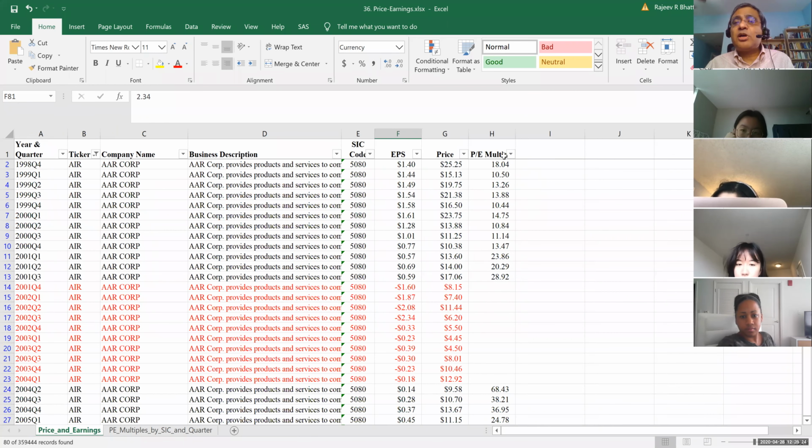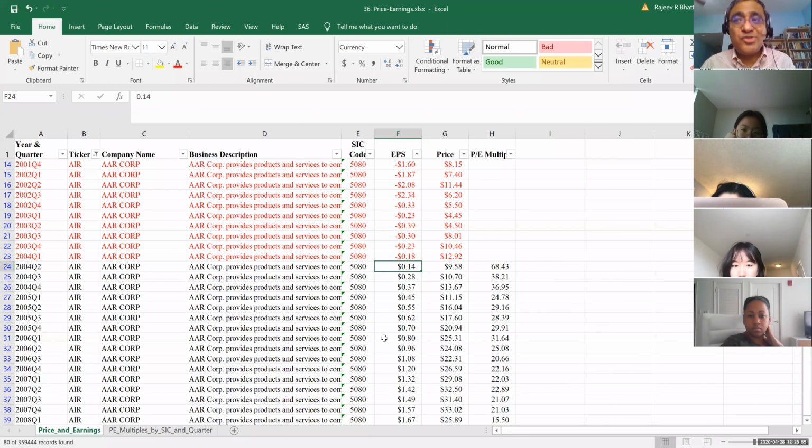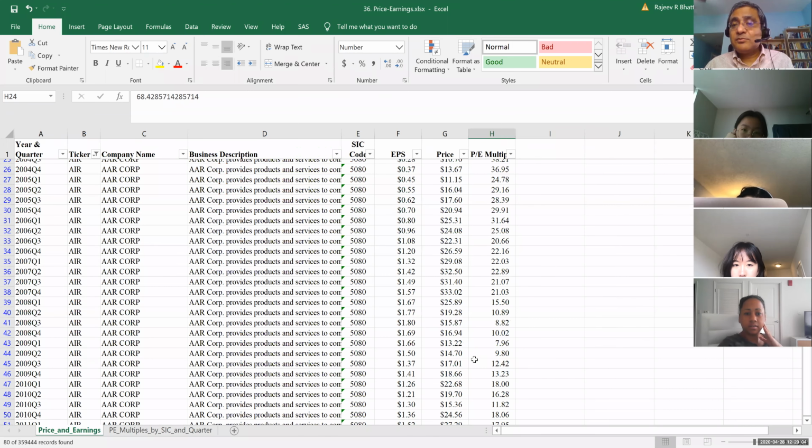What is the price earnings, PE, multiple? In 1998 Q4, it's 18.04. In 2001 Q3 it's 28.93. In 2004 Q2, it's very high, 68.43. Why is that though? Is that necessarily indicative of the firm actually growing very high? Also keep in mind that the EPS was particularly low, close to zero, in that quarter. So the denominator is pretty tiny. That's why the PE multiple looks inflated. All right, so it varies a lot.